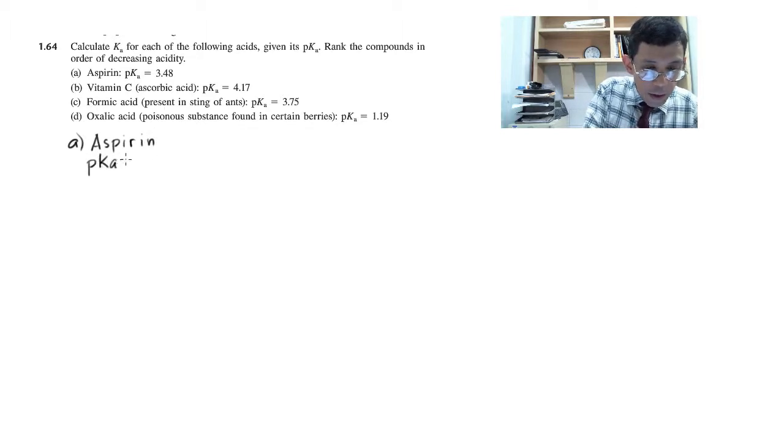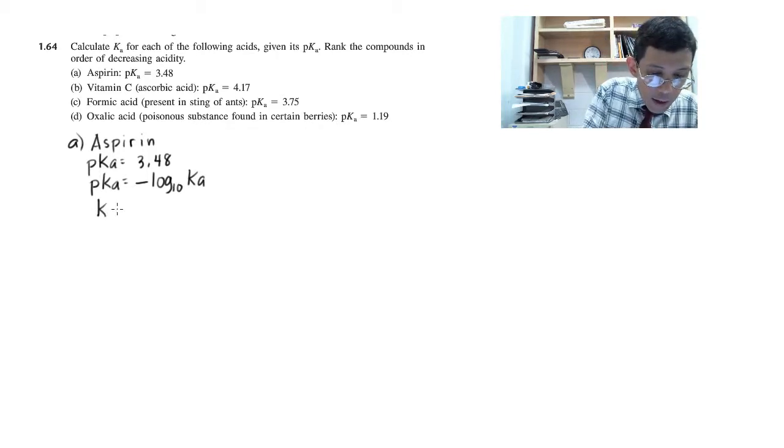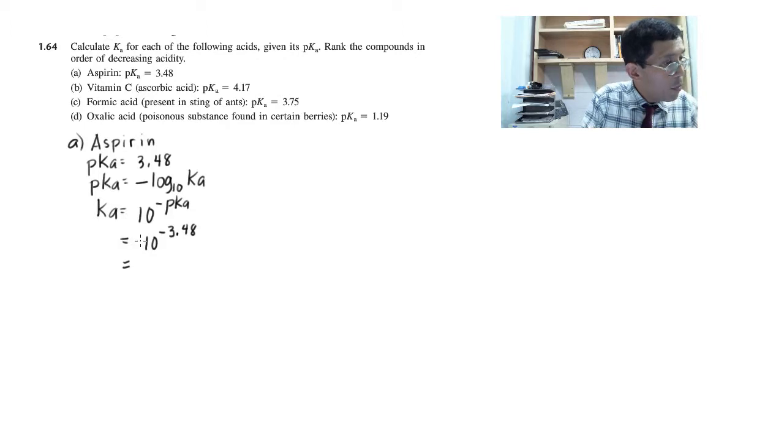pKa is equal to 3.48, and by definition the pKa is equal to the negative log, meaning base 10, of Ka, so if you want to know the Ka, it is 10 to the negative of the pKa. So Ka for aspirin is equal to 10 to the negative 3.48, and you should get 3.31 times 10 to the negative 4.